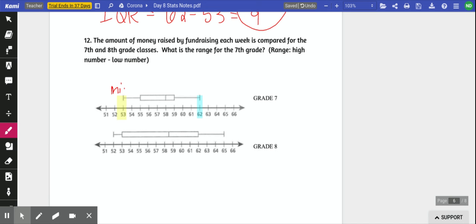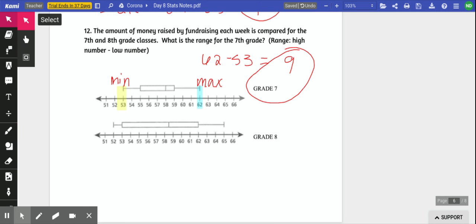So the minimum or the lowest number is 53, and my maximum or the highest number is 62. So I simply have to subtract 62 minus 53, which gives us 9. So my range for grade 7 is equal to 9.